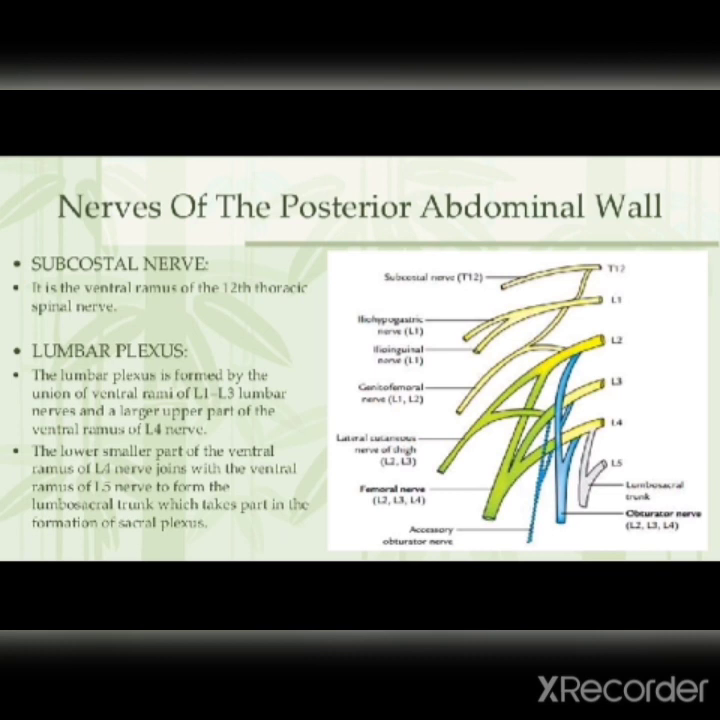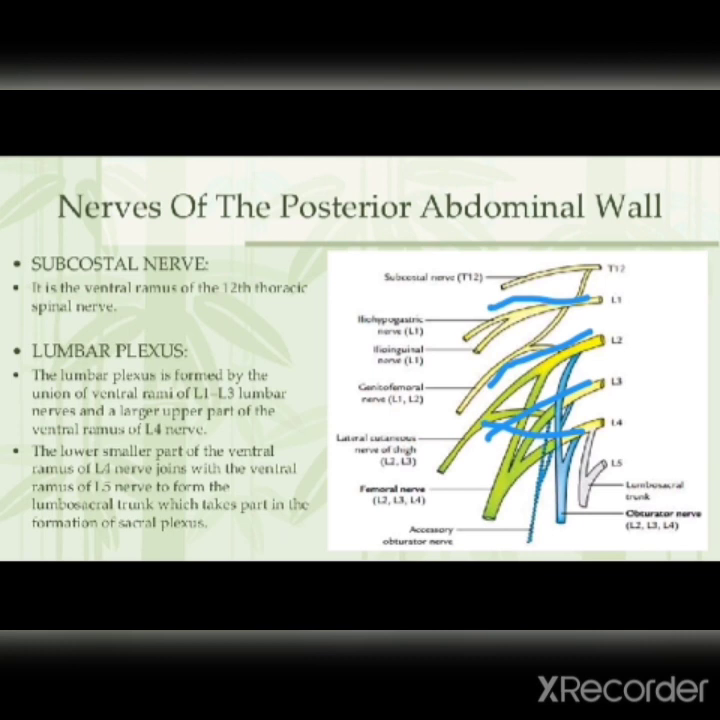This is L1, the ventral rami of L1, L2, L3, and the large upper part of the ventral ramus of the L4 nerve. Okay? The lower smaller part of the ventral ramus of the L4 nerve joins with the ventral ramus of the L5 nerve to form the lumbosacral trunk, which takes part in the formation of the sacral plexus.